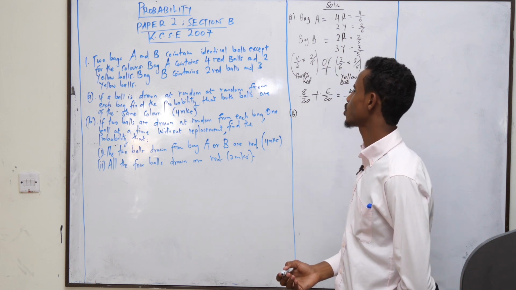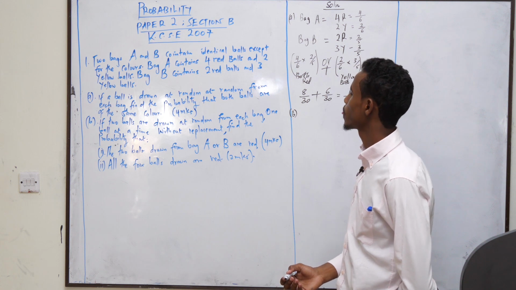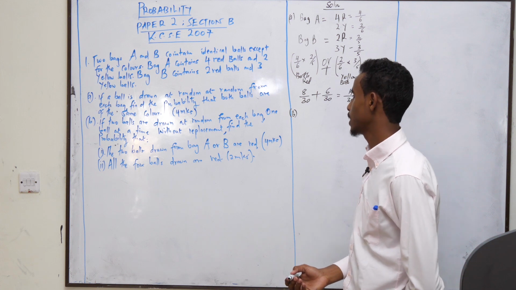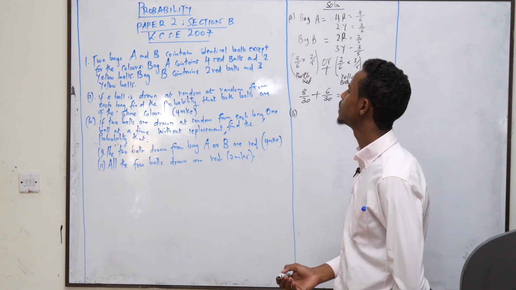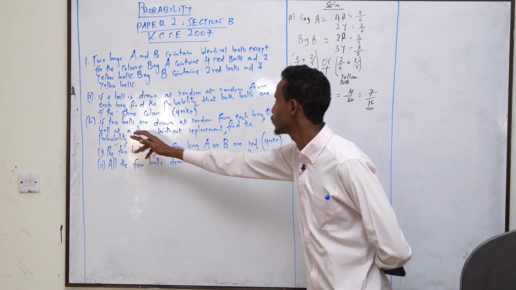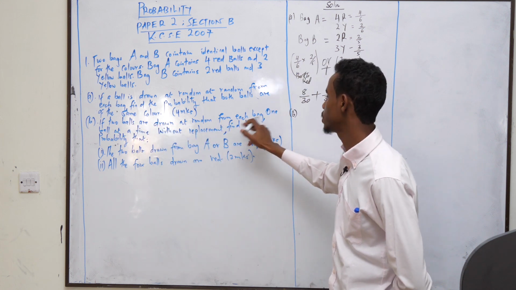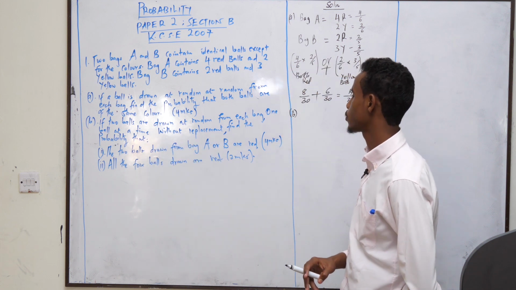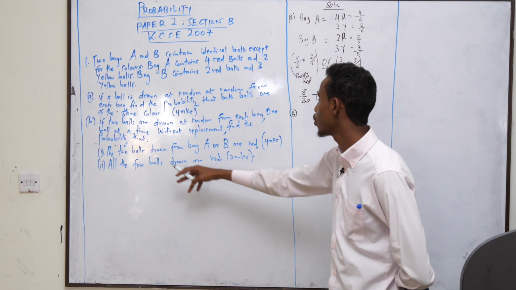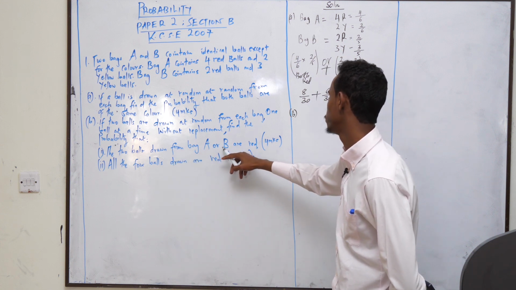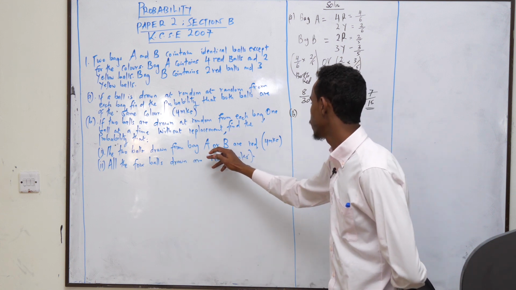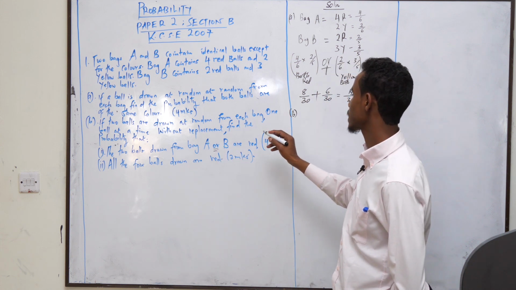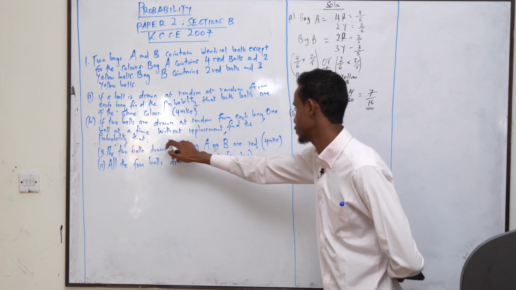Now, if 2 balls are drawn at random from each bag, 1 ball at a time without replacement, find the probability that the 2 balls from bag A or B are red. Now you focus on only red. Now come, solution. Now you are asked to get without replacement.